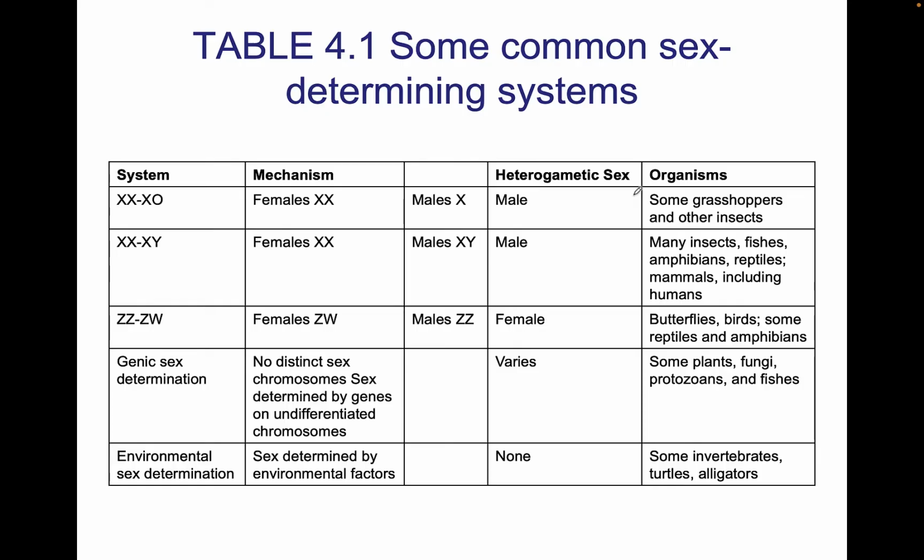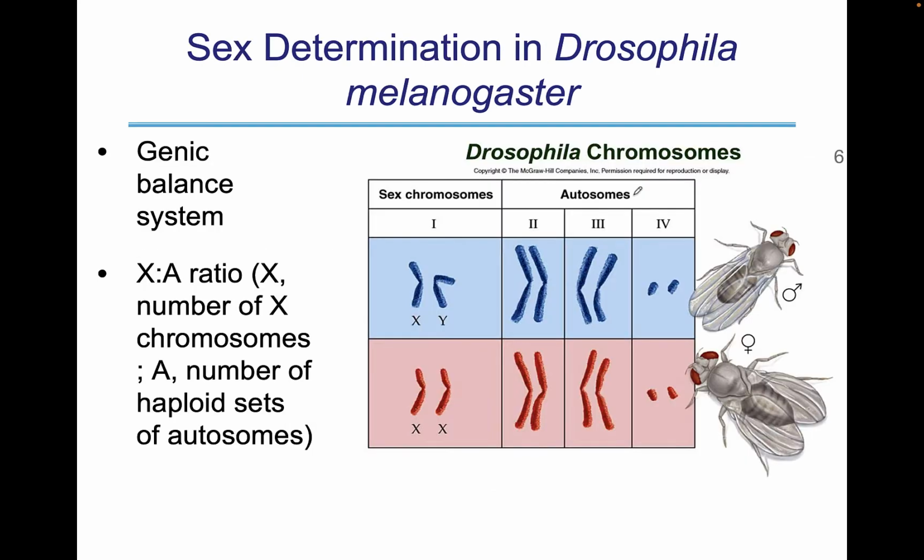So I provided this table here for you to help with understanding some common sex determining systems. I would strongly suggest that you go through this and pay attention to the system that is there, the specific mechanism for determining sex, male versus female, and the organisms associated with it. Is it environmental? Is it both? So going back and forth with this one.